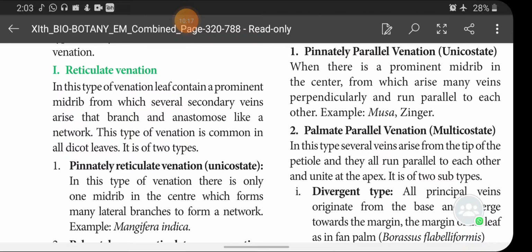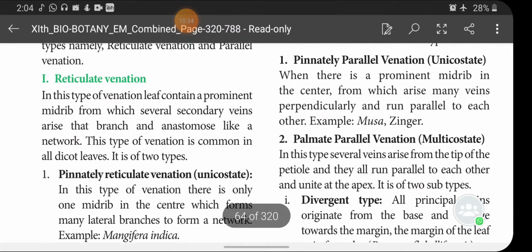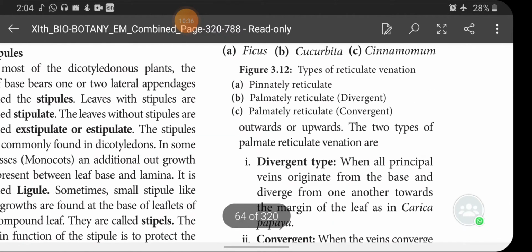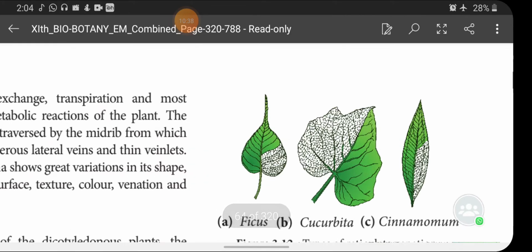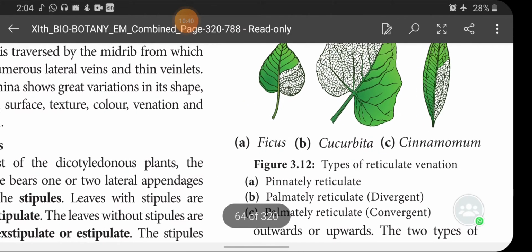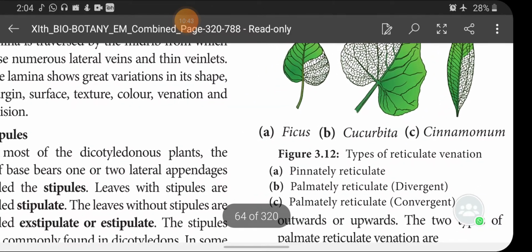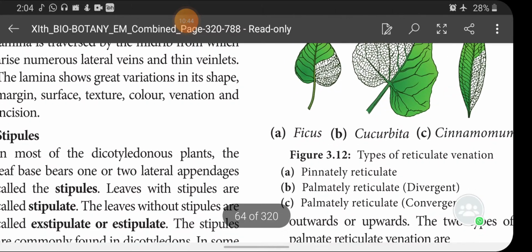Reticulate venation. In this type of venation, the leaf contains a prominent midrib from which several secondary veins arise that branch and anastomose like a network. This type of venation is common in all dicot leaves. It is of two types. Okay, so reticulate venation, you could see here. This is called what? Pinnately reticulate, palmately reticulate.